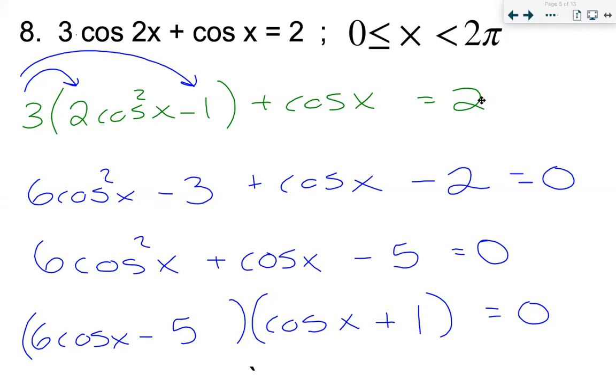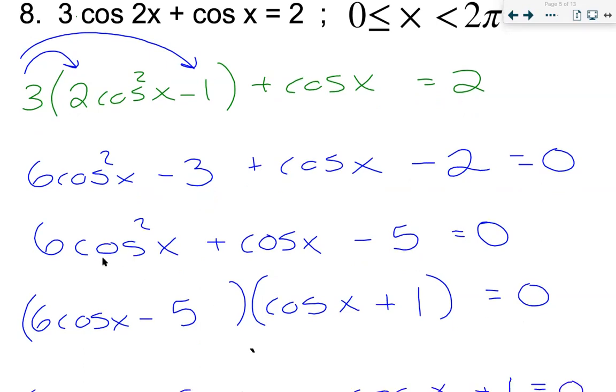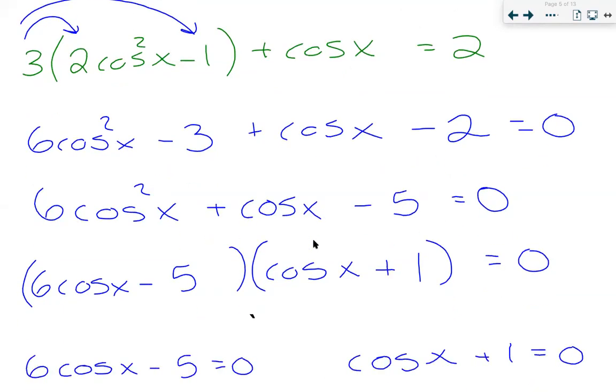I also move this green 2 to the left side of the equation here, so now I'm at minus 2 equals 0. At this point, you can choose to use the substitution idea where we replace cosine x with a u. So that would give us 6u squared minus 3 plus u minus 2. You could do it here as well, or you could just factor in this format. So this quadratic will factor to 6 cosine x minus 5 times cosine x plus 1 equals 0.